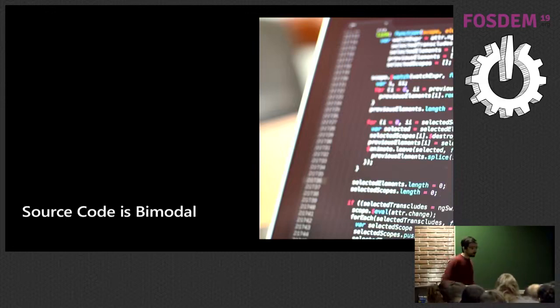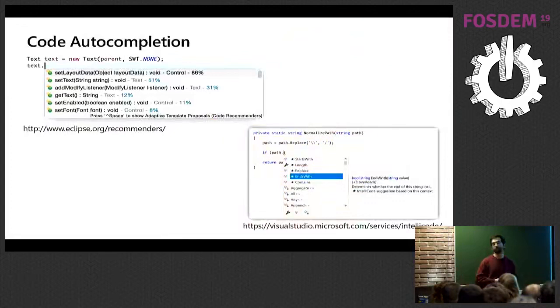So, a lot of human information. You can imagine patterns both in the way we think and the way we write code. These are patterns that we add in our source code. And because we have patterns, we can do machine learning. So maybe the poster child of machine learning for source code is code autocompletion.